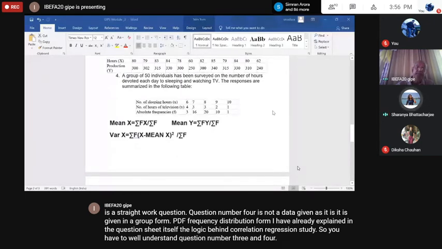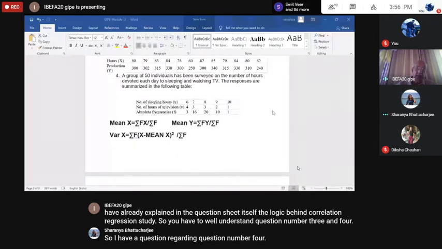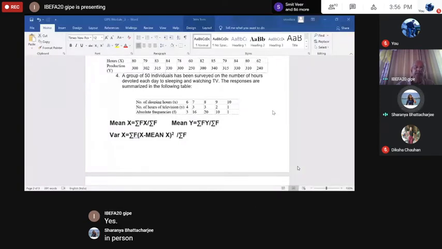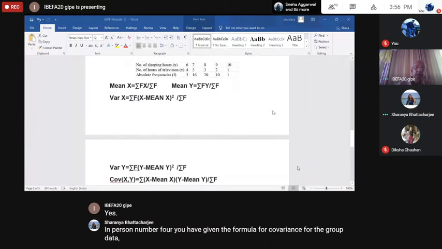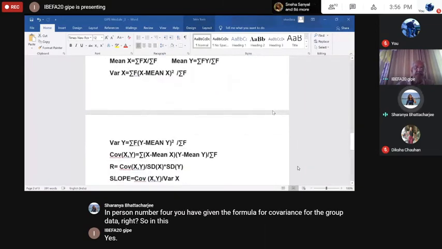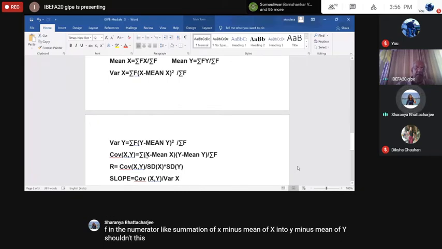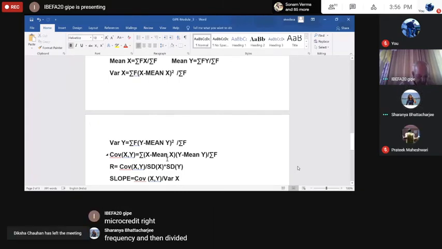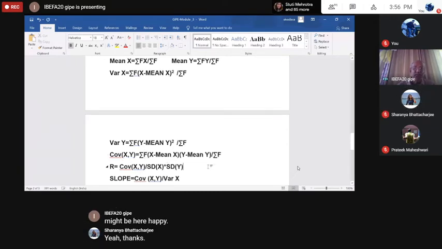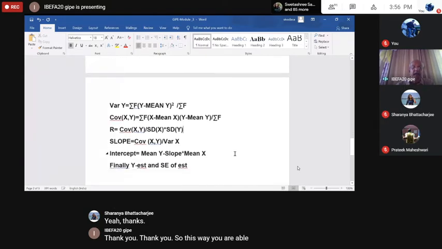Sir, I have a question regarding question number 4. Yes. In question number 4, you have given the formula for covariance for the group data, right? Yes. In this formula, shouldn't there be an f in the numerator, like summation of x minus mean of x into y minus mean of y? Shouldn't this be multiplied by frequency and then divided? Happy? Yeah. Thank you, sir. So this way you are able to find everything.